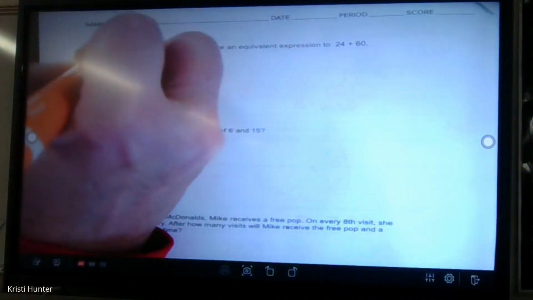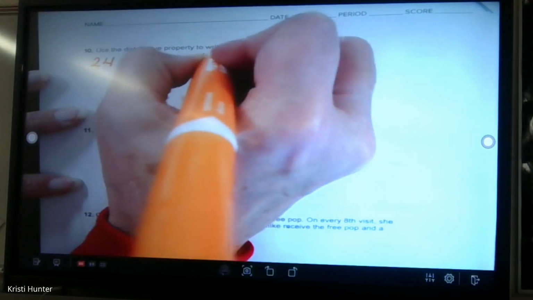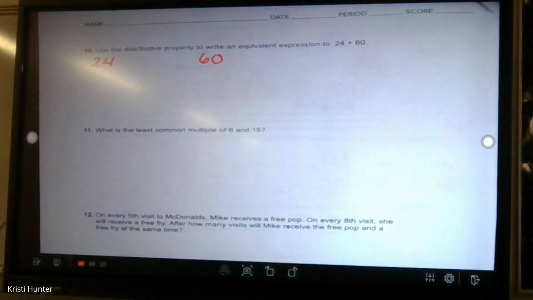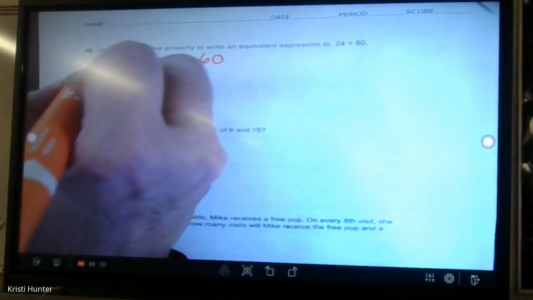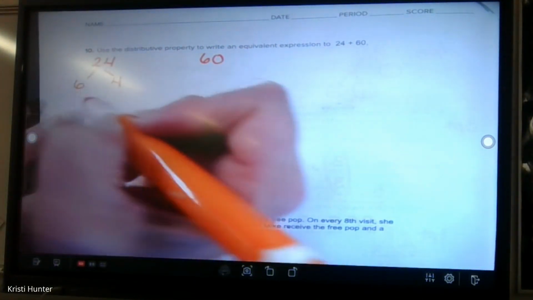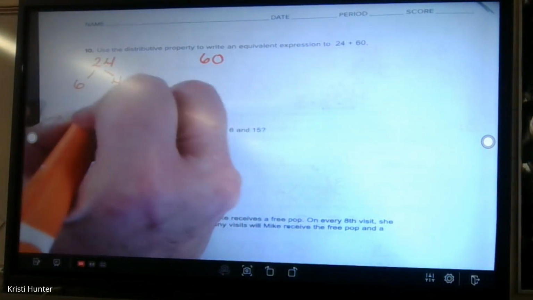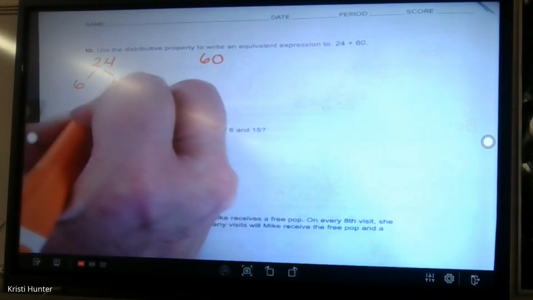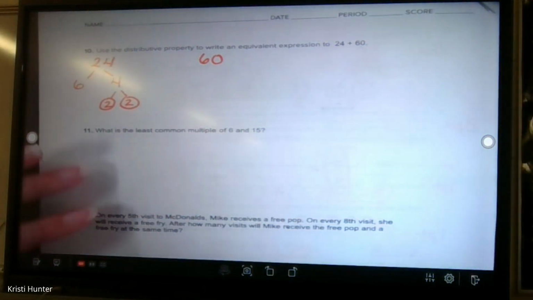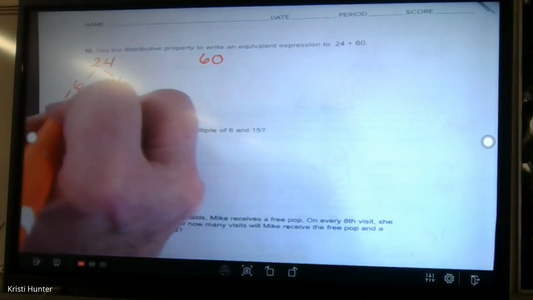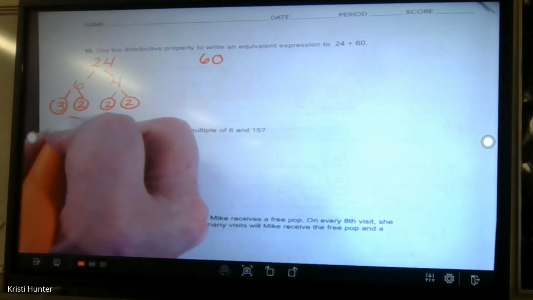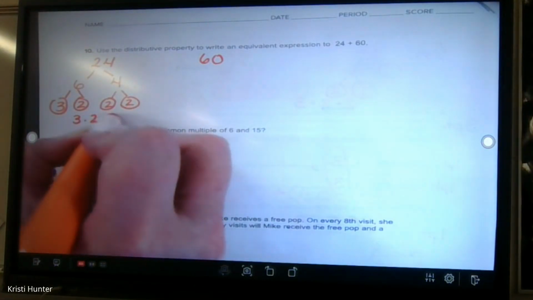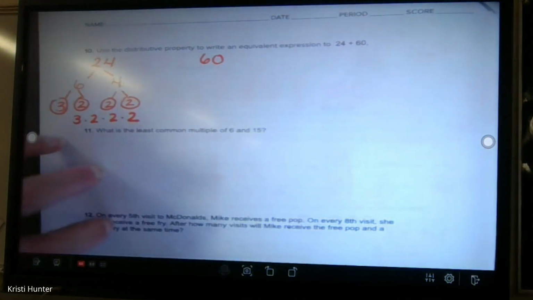Step 1, we're going to break apart 24 and 60. I know lots of you like to use the tree method, so that's what I'm going to model. If you like the list, you're welcome to make your list. So let's see here. I know 6 times 4 is 24. Again, if you want to start with different numbers, that's okay, because you should get the same factor list. And this would be 3 and 2. So I have a 3 and I have 2 2s.